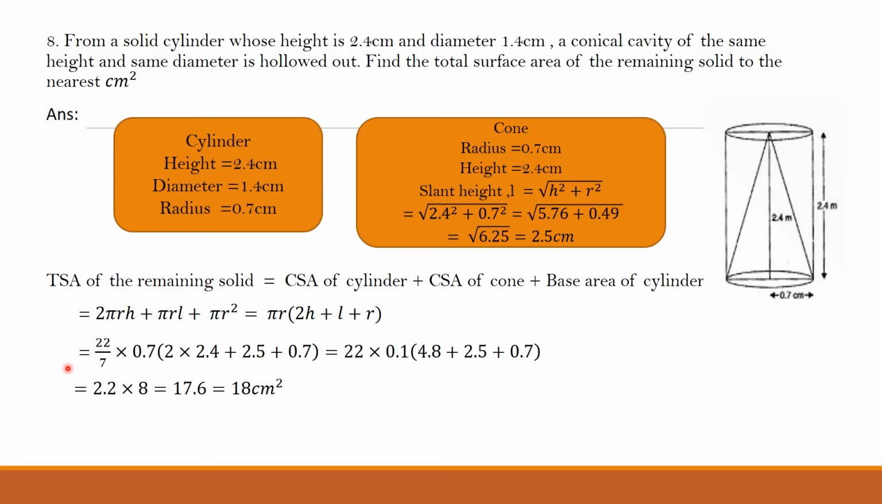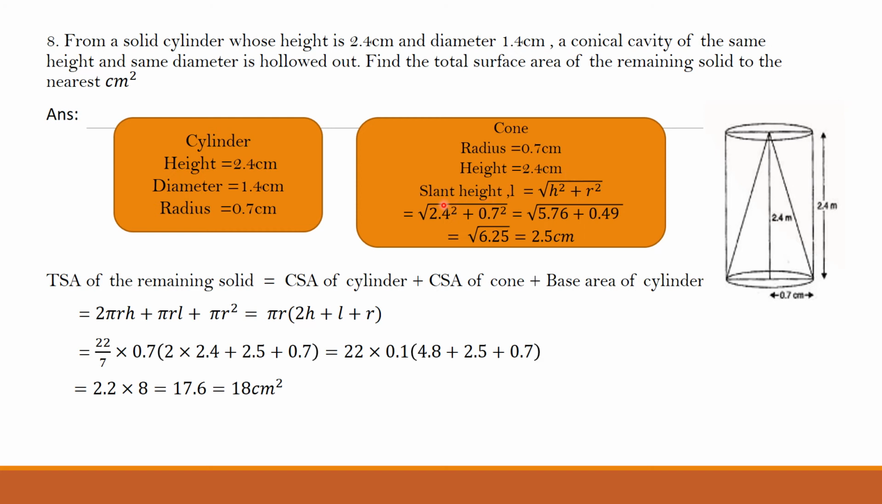Question number 8. From a solid cylinder whose height is 2.4 centimeter and diameter 1.4 centimeter, a conical cavity of the same height and same diameter is hollowed out. Find the total surface area of the remaining solid to the nearest centimeter square. We can see a solid cylinder of height 2.4 centimeter and diameter 1.4 centimeter. So, the radius of the cylinder will be 0.7 centimeter. It is given a conical cavity of the same height and same diameter is removed. So, radius of the cone will be 0.7 and height of the cone will be 2.4 centimeter.